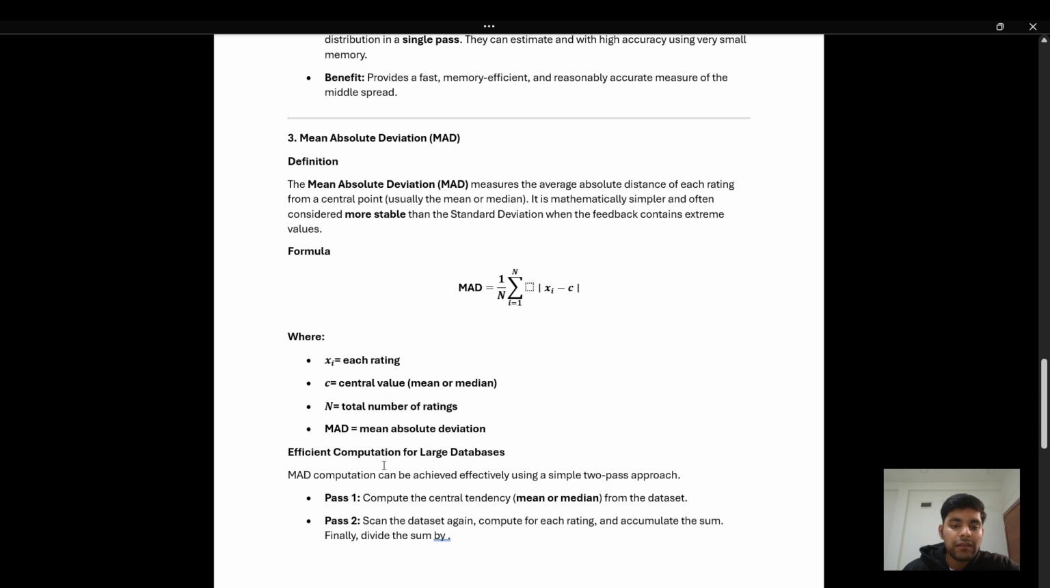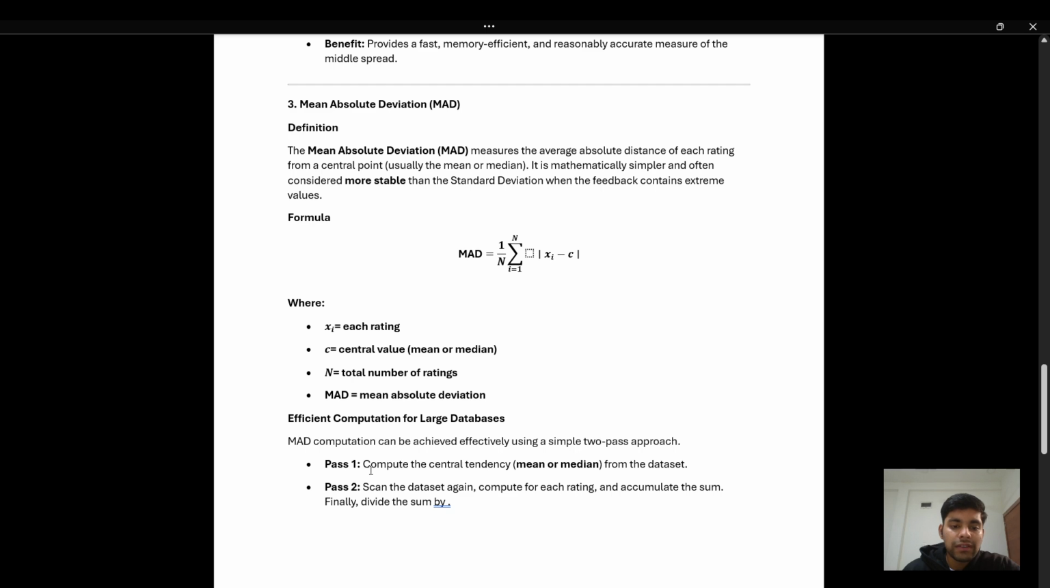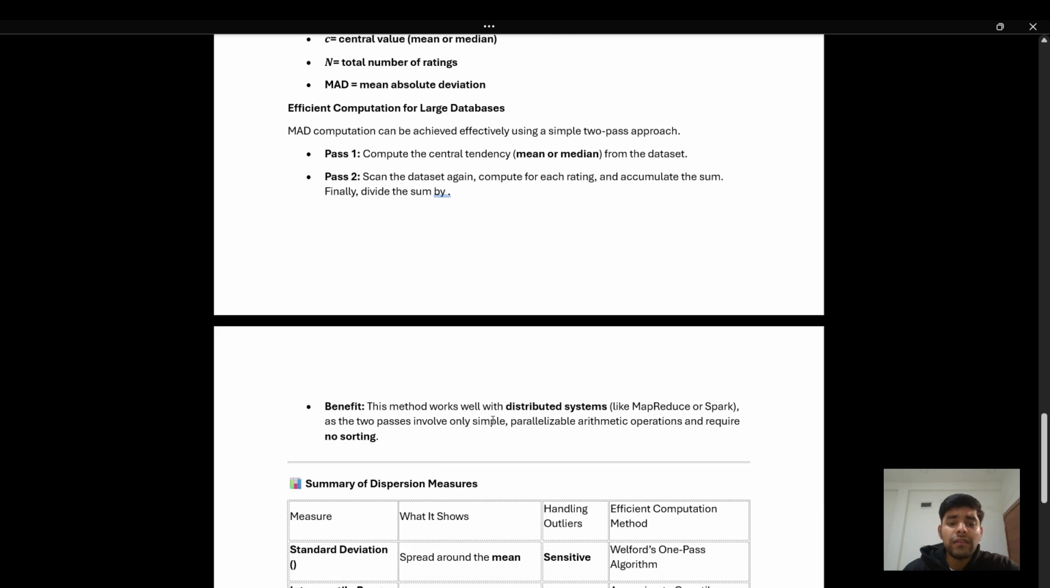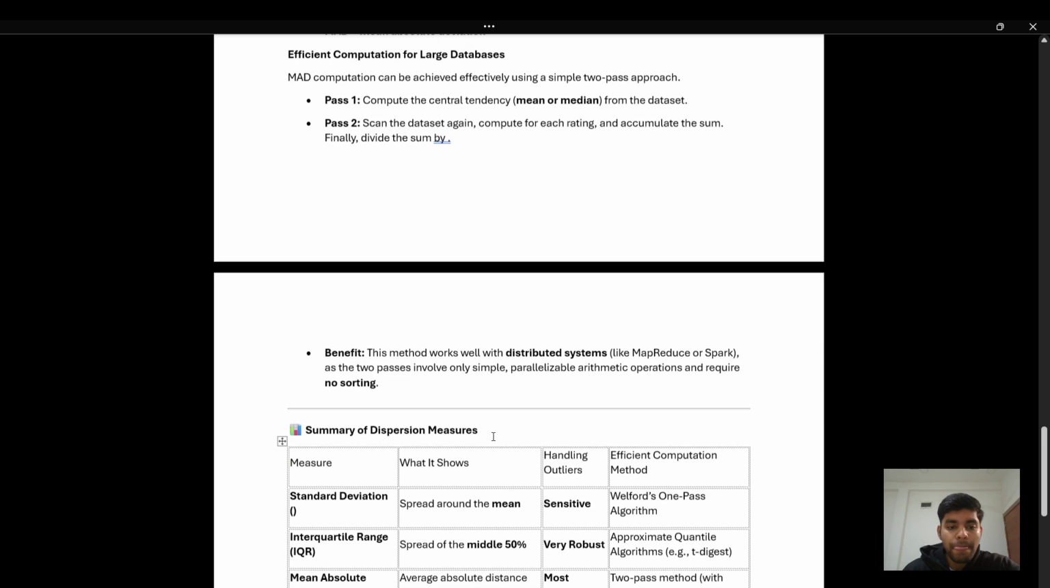For efficient computation on large databases, mean absolute deviation can be computed effectively using a simple two-pass approach. Pass 1: compute the central tendency, mean or median, from the data set. Pass 2: scan the data set again, compute the absolute deviation for each rating, accumulate the sum, and finally divide the sum by n. What are its benefits? This method works well with distributed systems like MapReduce or Spark, as the two passes involve only simple and parallelizable arithmetic operations and require no sorting.